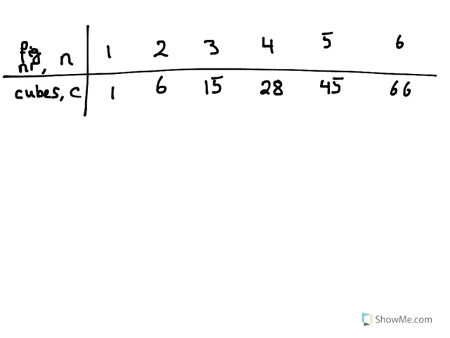Here's our sequence of numbers that we just had in the last question. It was question 7100 on page 330 in the 9th grade book. We have figures 1, 2, 3, 4, 5, 6, and we've worked out the number of cubes in each. Figure 1 has 1 cube, figure 2 has 6 cubes, figure 3 has 15, figure 4 has 28, figure 5 has 45, and figure 6 has 66.